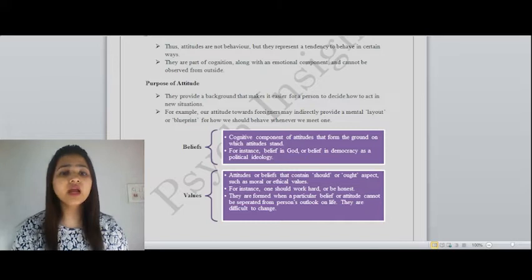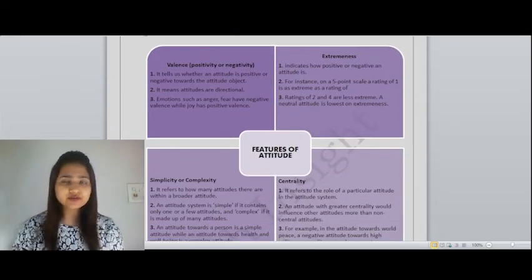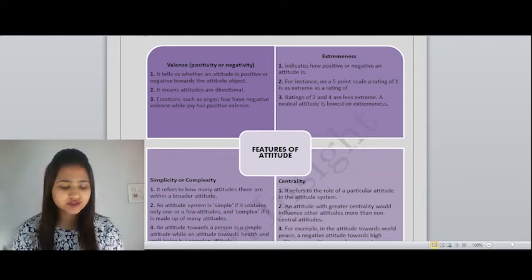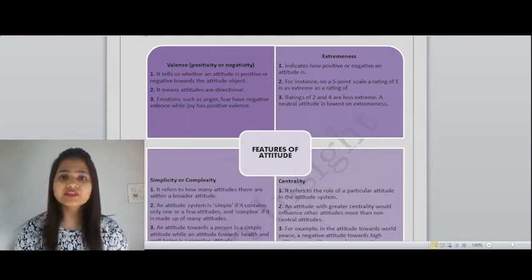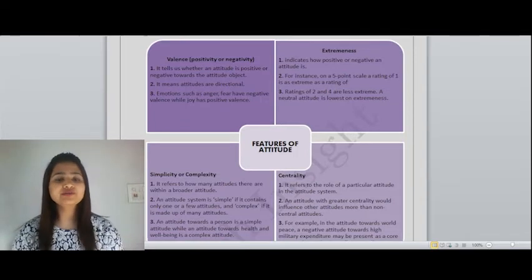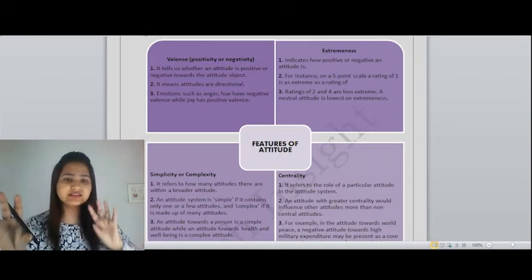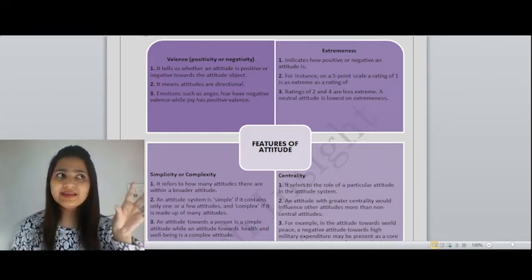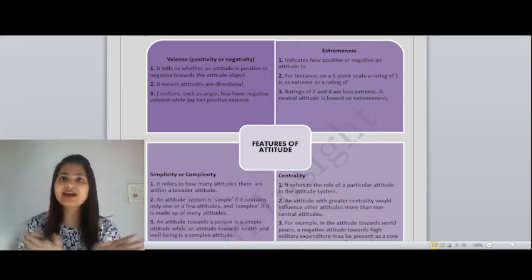Moving on from beliefs and values, we have features of attitudes, a very, very important topic. You can get all sorts of questions on this. You can get a 2 marker, a 4, a 6, any marker question on this one. So it's very important. Features of attitude have been divided into 4 major categories: valence, extremeness, simplicity or complexity, and centrality.